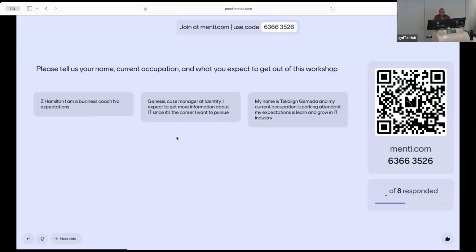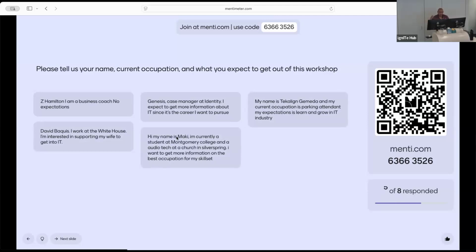We're just trying to give general information or a point to start for a lot of people that is either trying to get into the field of IT or switch to a career in IT, because there's so much information about that. So we're just trying to get some of that. So great. So Techalin, its current occupation is parking attendant. I learned how to grow in the IT industry. That's great. David, work at the White House. I'm interested in supporting my wife to get into IT. Oh, that's great. Again, I hope that with the presentation and the recording, you can share with her.